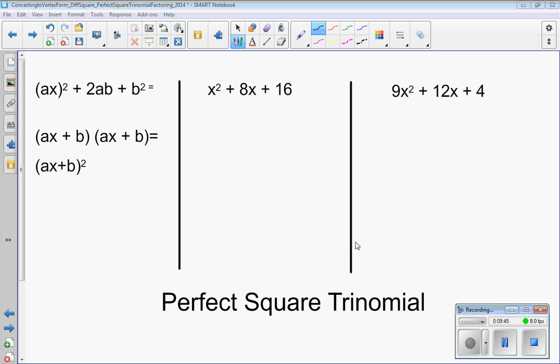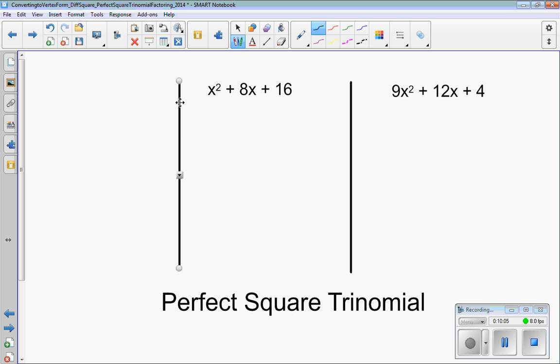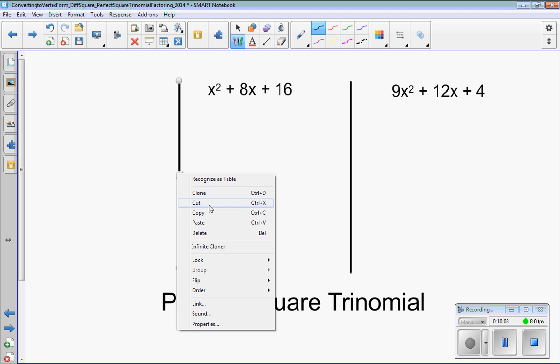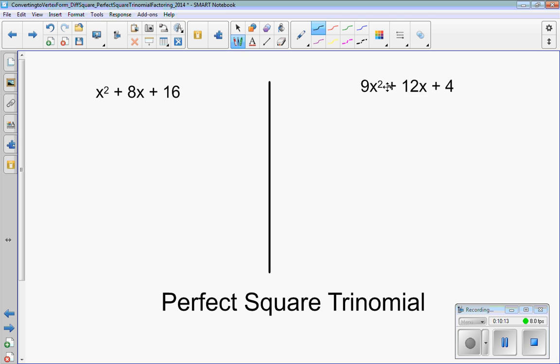Once you're finished putting those 4 onto the sheet that you're going to be turning in today, the last tab that we're going to add to our foldable is called the perfect square trinomial. Honestly, I'm going to erase this because it might be confusing. Let's just divide our page into 2, and these are our 2 examples that we're going to do. Add these to your foldable.